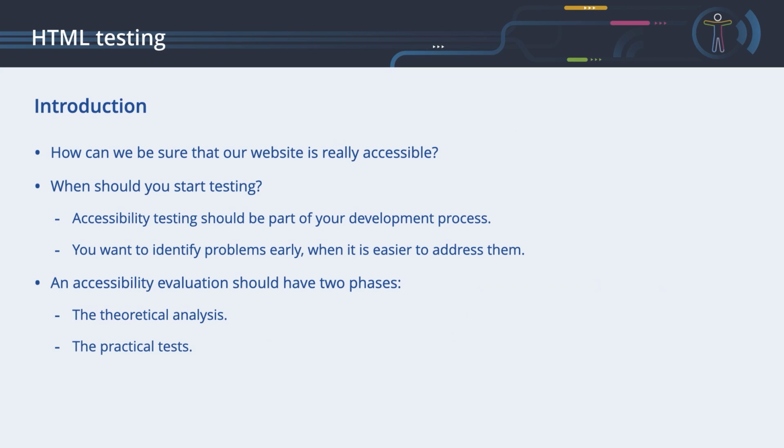In the previous chapters, we have seen how to create accessible web pages. Once we have developed our website, how can we be sure that it is really accessible? In this chapter, we will learn how to test an existing website for accessibility.